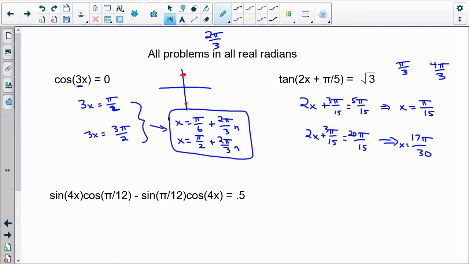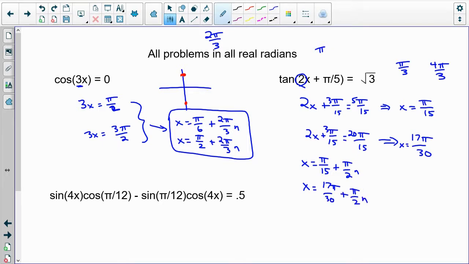Now, when I do this, remember, tangent typically has a period of pi, but since I have this 2, I'm going to divide it by 2, and I have 90 degrees, or pi over 2. So x equals pi over 15 plus pi over 2n, and x equals 17 pi over 30 plus pi over 2n.